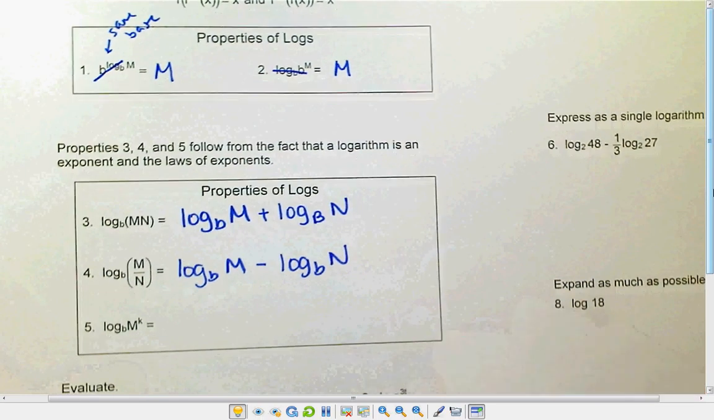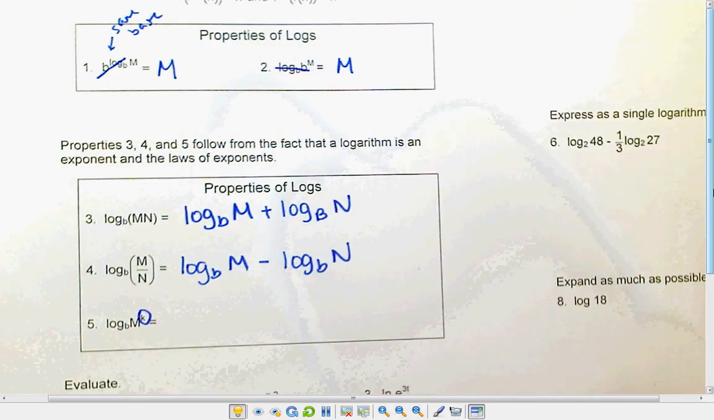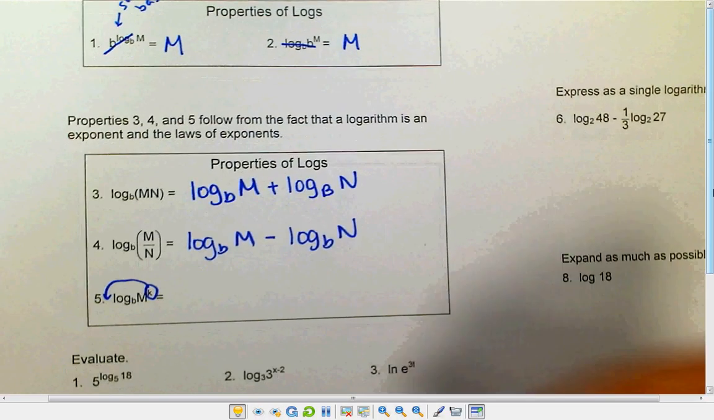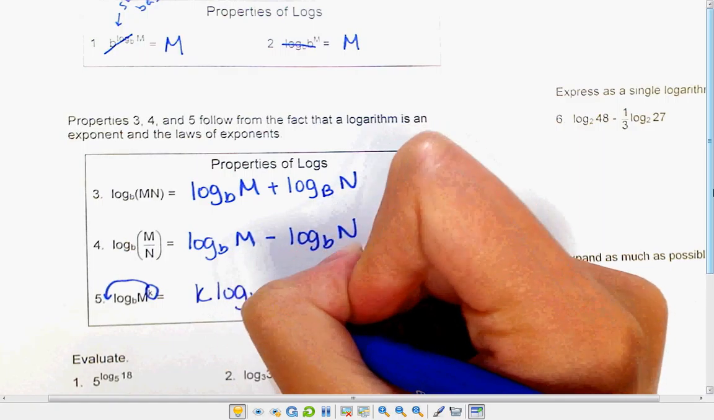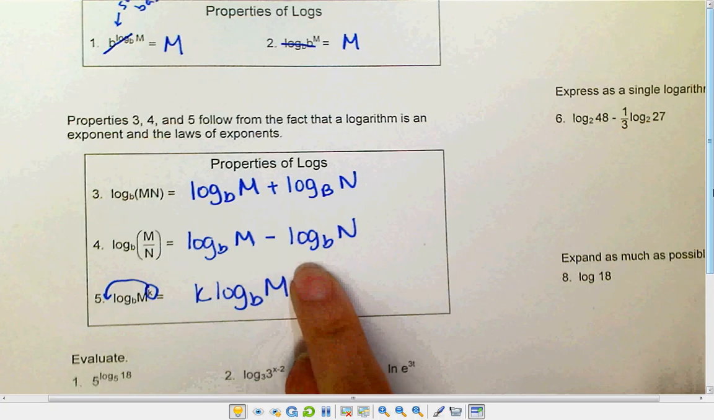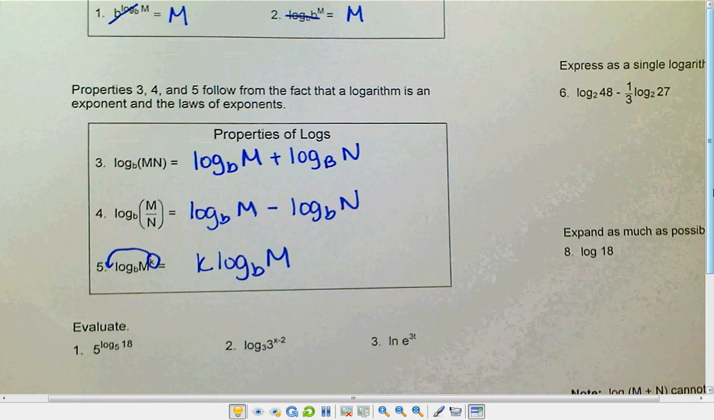And finally, we do have a new property here, where if you have an exponent, we can actually bring that out in front of the log, so that this is equal to k, whatever your exponent is, times log base b of m. So we can move the exponent from inside the log to out in front of the log. So let's take a look at some examples using these properties.